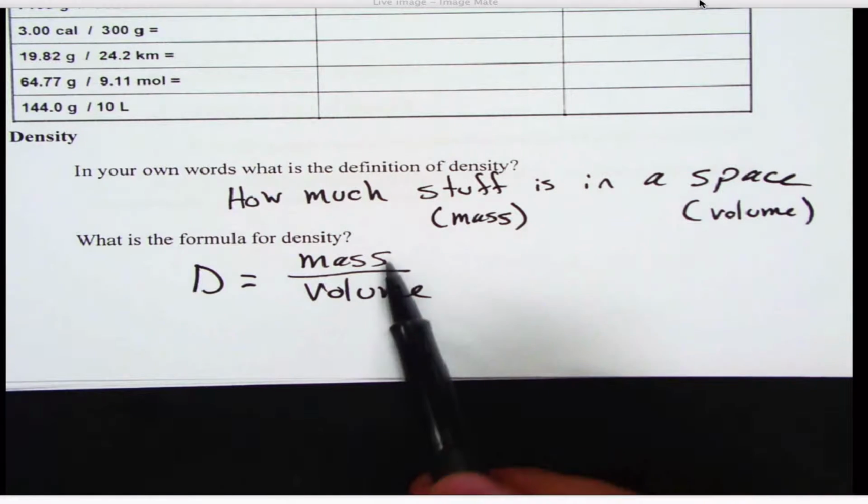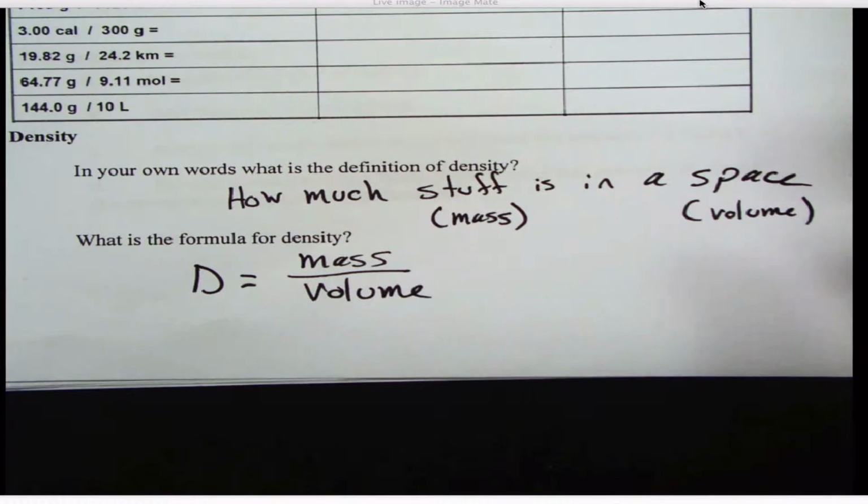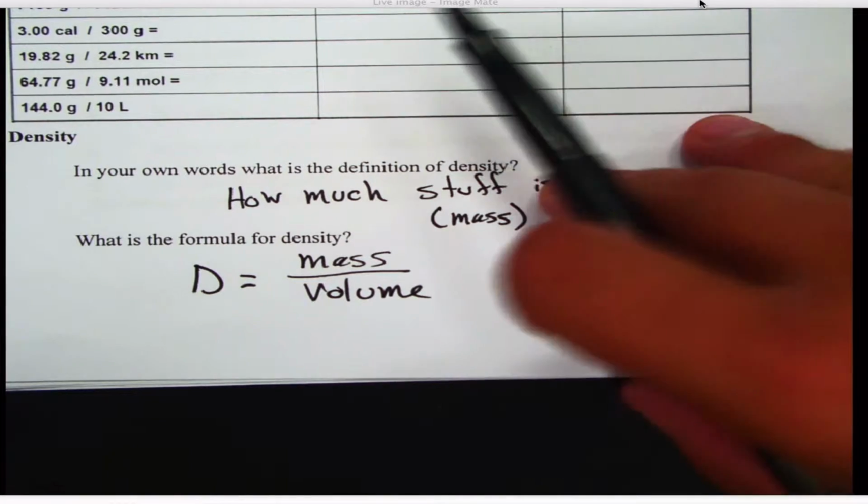All right, and that's going to be your labels. Mass is going to be some type of grams. Volume is going to be some type of liters or cubic centimeters, stuff like that. Keep those in mind. Flip the page over.